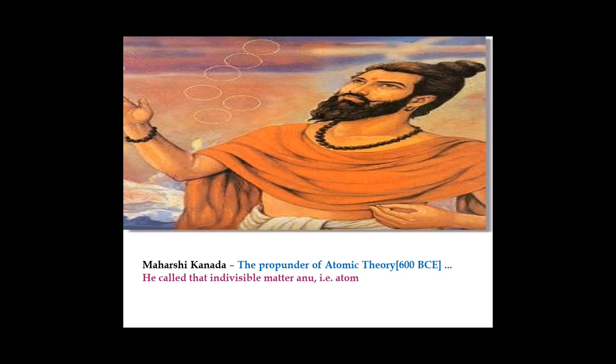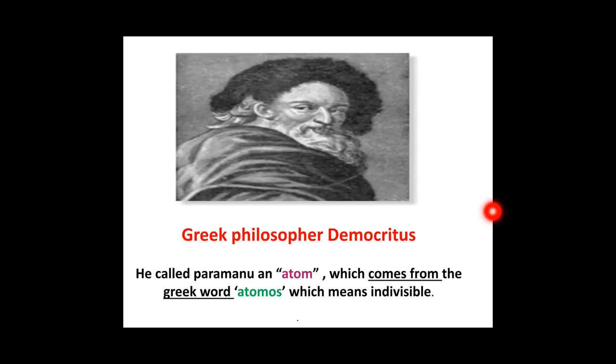If you take matter and start dividing it, you will reach a certain point beyond which further division is impossible. That smallest unit of particle is known as Anu. The Greek philosopher Democritus called that Anu a paramanu. Atom comes from the Greek word atomos, which means indivisible. So he was the one who first used the term atom.